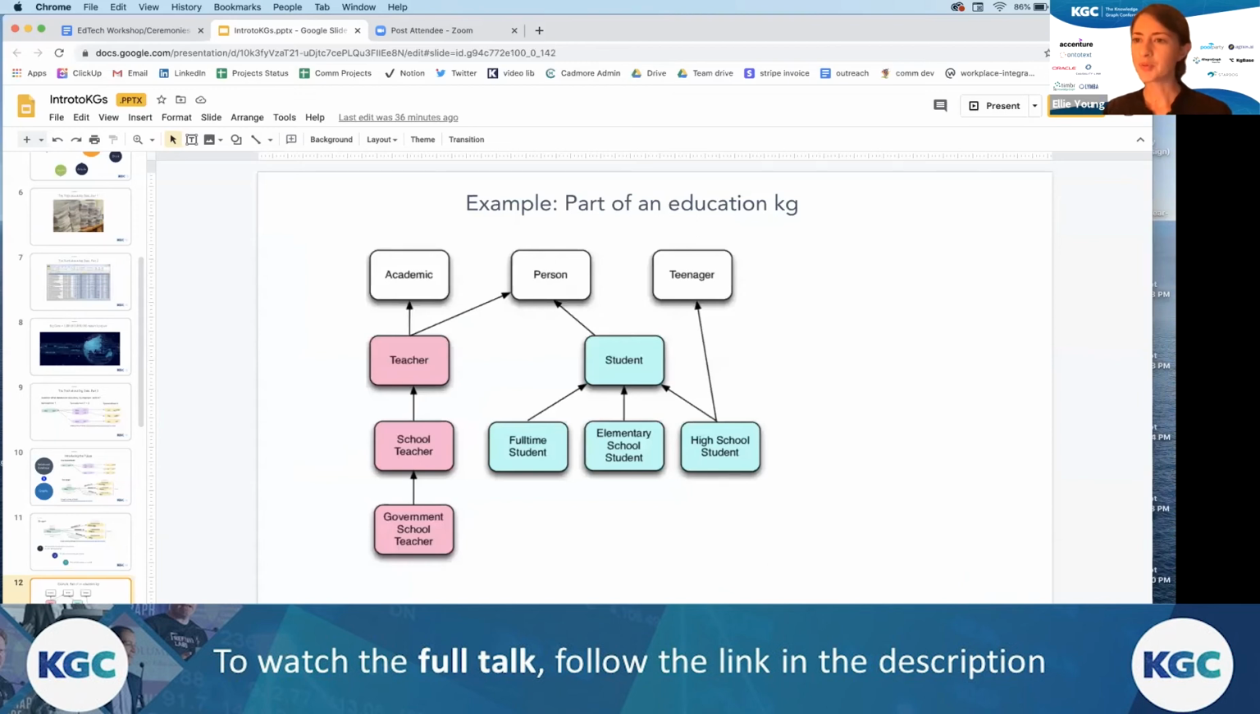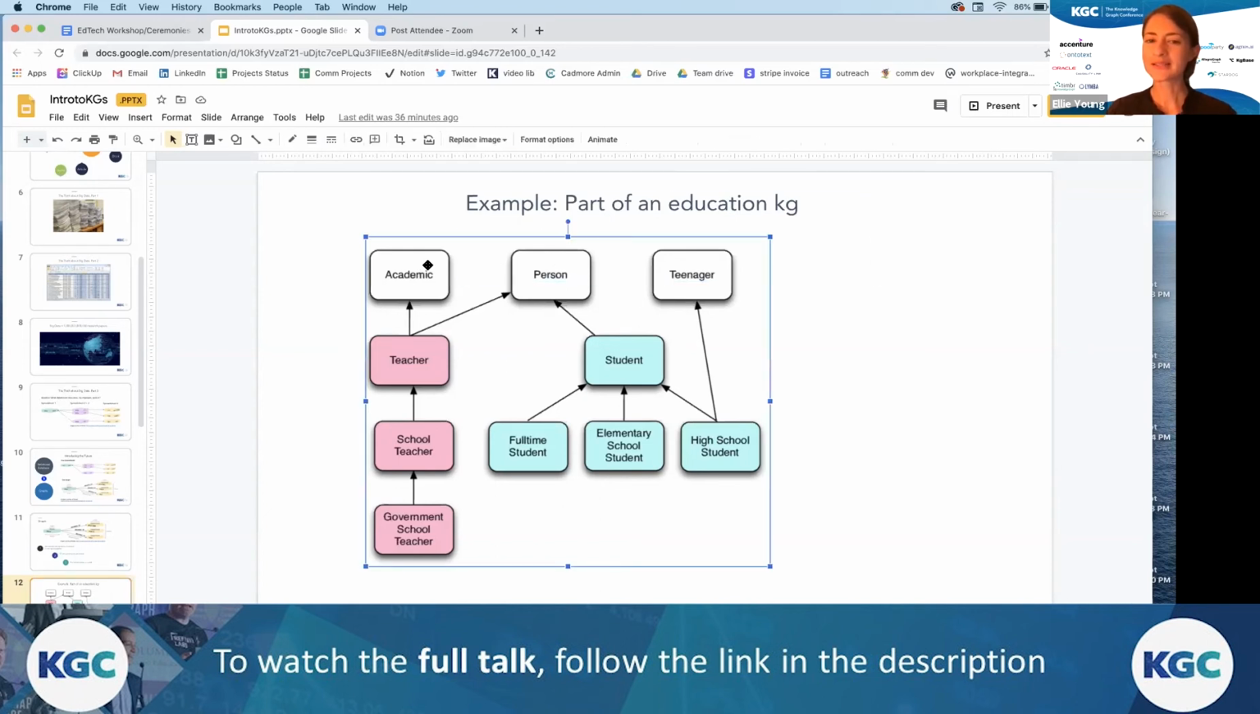So here's an example with an education knowledge graph. This would be called a schema or an ontology, right? Which, don't get scared of words. It's just boxes and lines. So you can see at the top there are these 3 white boxes, and these describe a type of person: an academic, just a regular person, and a teenager.